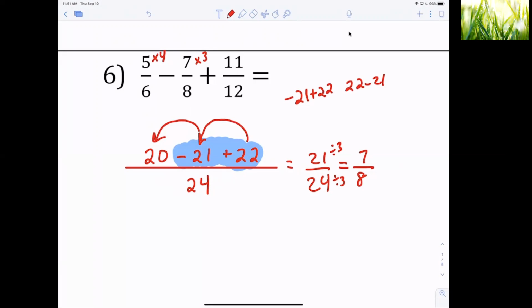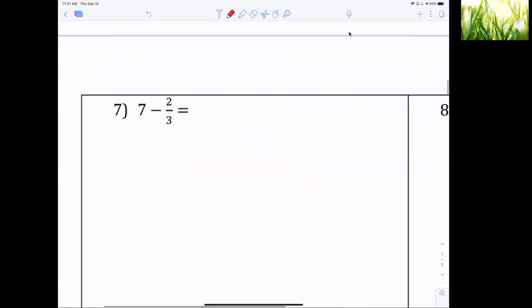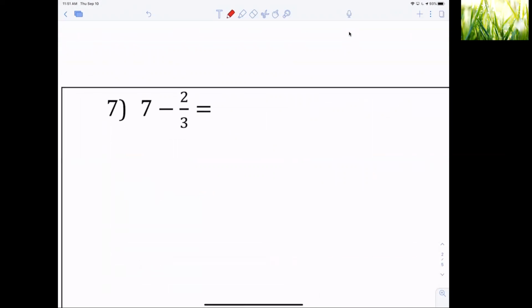Okay, boys? You all right? Yep. All right, let's have some more fun. Now you know what? 7 is embarrassing. All right? Now look, I want everybody to look up there on the board, and I want everyone to say with confidence the answer. What is the answer to this problem? What is 7 minus 2/3? What did you get?